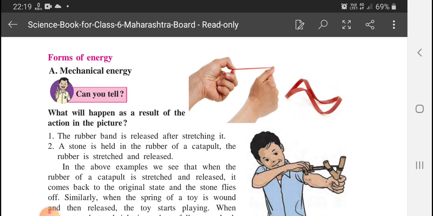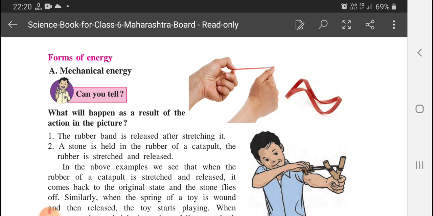Now, children, see here, these two pictures are shown, and from these actions, we have to tell what each picture indicates. See what will happen as a result of the action in the picture. In the first picture, what is done? The rubber band is stretched and after that it is released. You must have definitely done this.